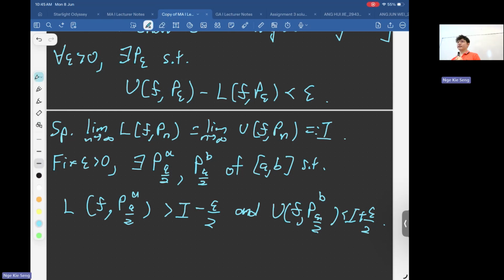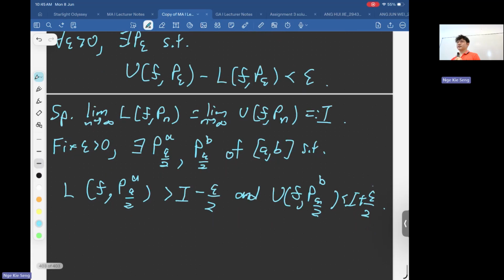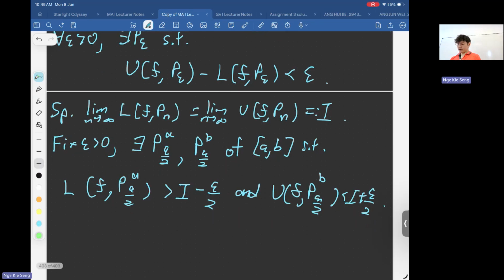Do I need to write in full or are you okay with this? Because your limit converges, right? You can write UF P_A of epsilon over 2 minus I less than epsilon. I just use one side of it.